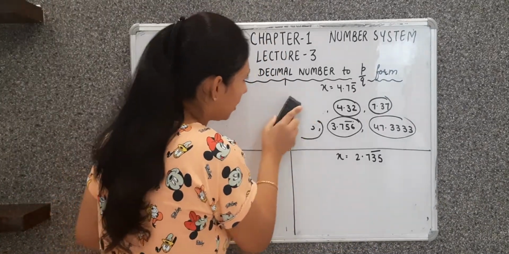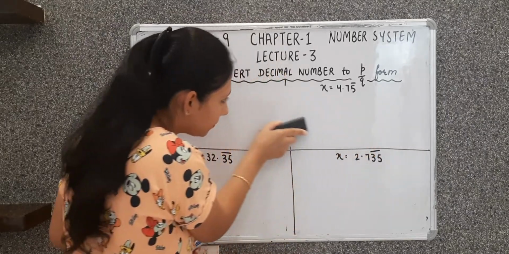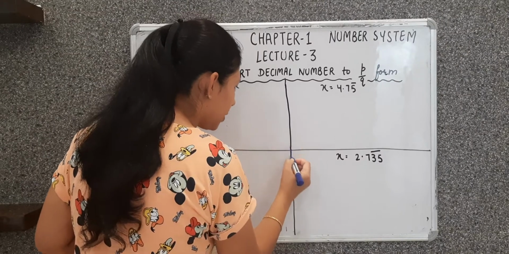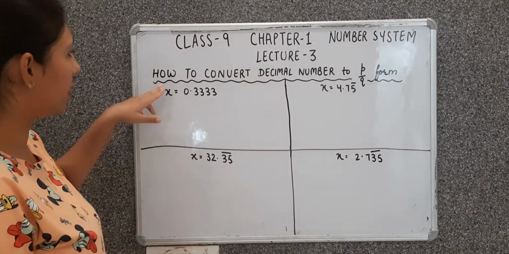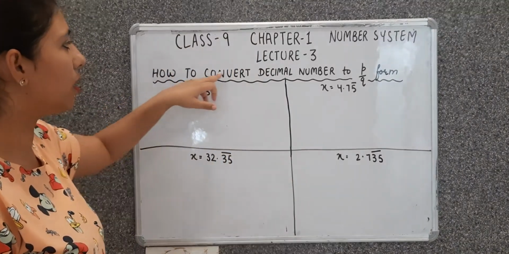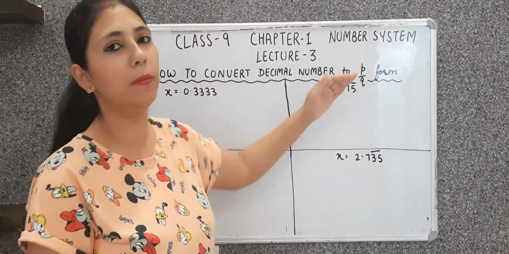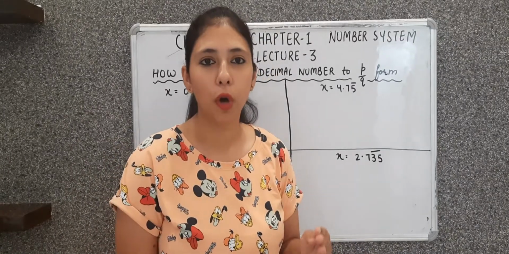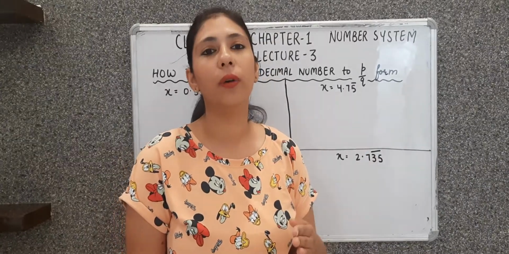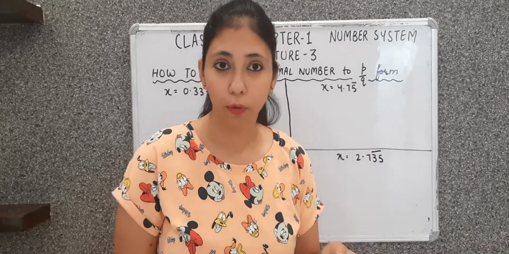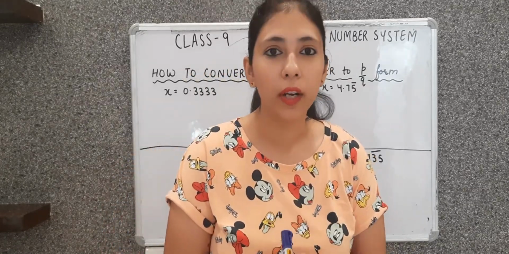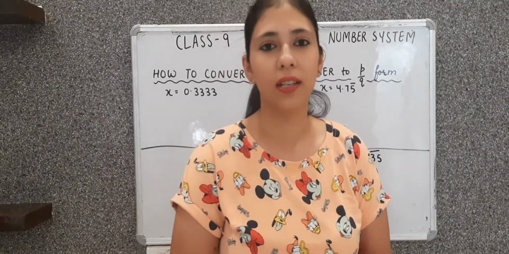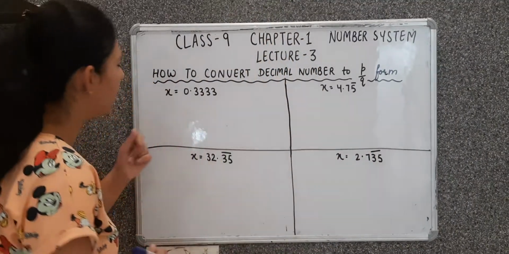I have taken 4 examples for this, which I'll explain to you. So what is the question actually? How to convert a decimal number to p by q form? Meaning, when we have a rational number which is non-terminating repeating, how can we convert it into p by q form? This is a very important topic from chapter 1, which always comes in the exam. So please look here carefully.